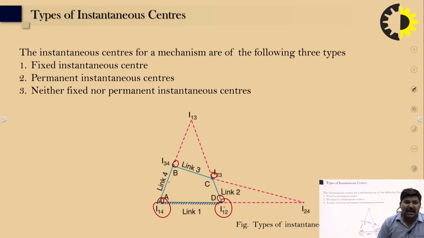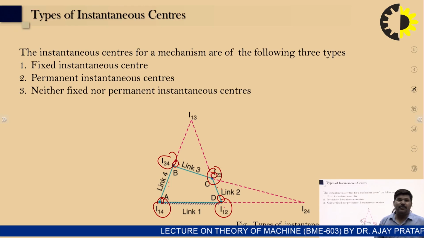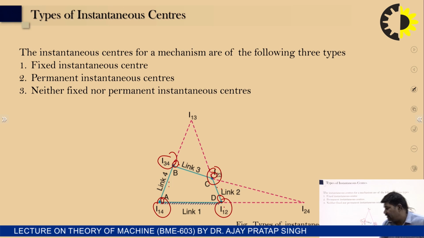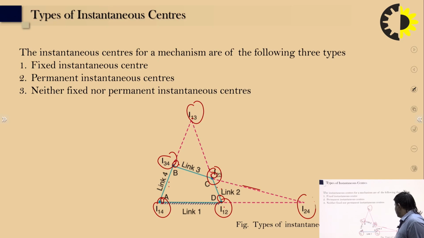And the second type is permanent. These points, 4 to 3 and 2 to 3, are the permanent instantaneous centers, and 2 more are neither fixed nor permanent. So we extend link 4, and link 2 and 3 is extended, and they cut at a point, that is the point I13. And link 3 is extended and link 4 is extended to find I24. So these are 2 instantaneous centers, and I13 and I24 are known as neither fixed nor permanent instantaneous centers.